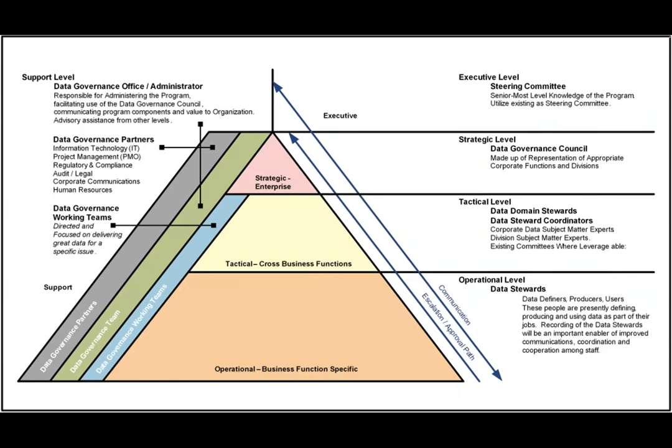The fact is a lot of these things may already exist within your organization. If the data stewards are everybody, that bottom level exists. The subject matter experts, if those are the people that are your tactical level domain stewards, may already be there to be leveraged. The council may be new. A steering committee probably already exists. Then the pieces on the left-hand side, at least the bottom two pieces, probably already exist in your organization. You have IT, you have project management, regulatory, all of those things that are listed. You create working teams to solve problems. The only real difference becomes the administrator.